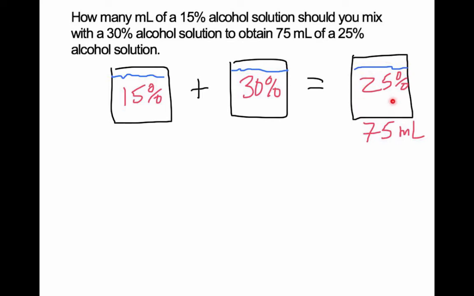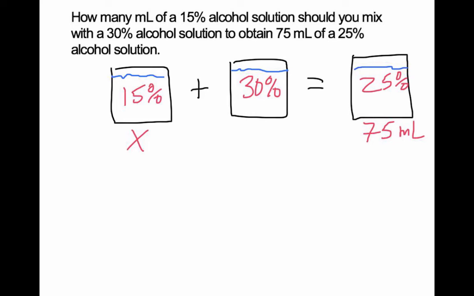We need a 25% solution and 75 milliliters of that. It turns out we do not know either one of these things. We don't know the amount of the 15%. We don't know the amount of the 30%. What we need to do is introduce a variable and then use that variable to write an expression for the other unknown. Since I don't know one of these things, I'm going to call one of them x. I'm going to call the volume of the 15% solution x.